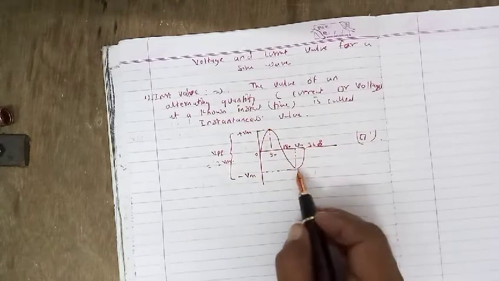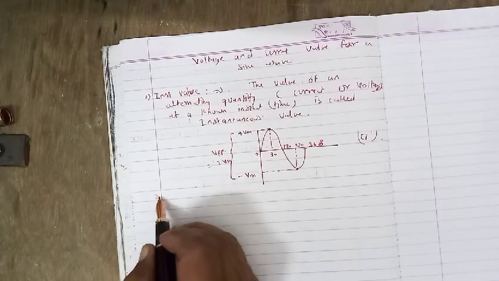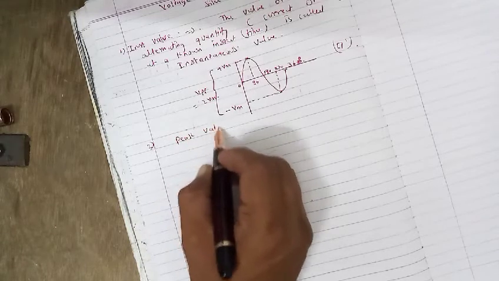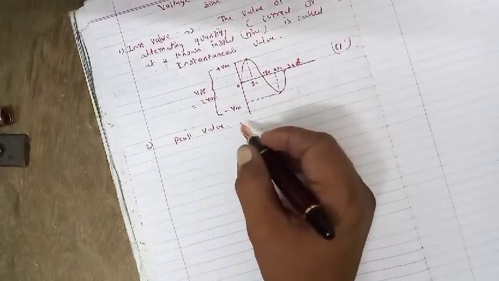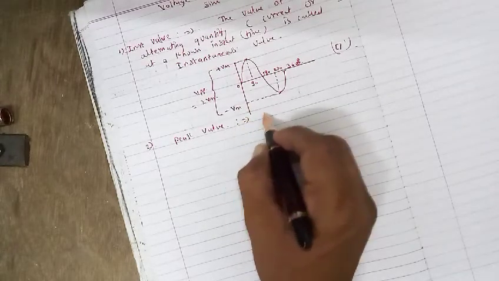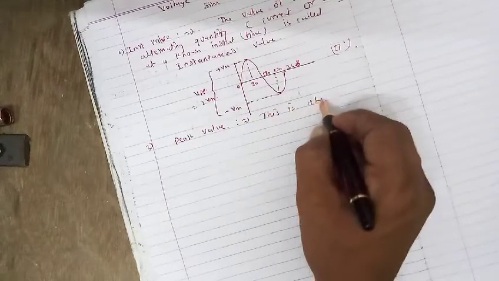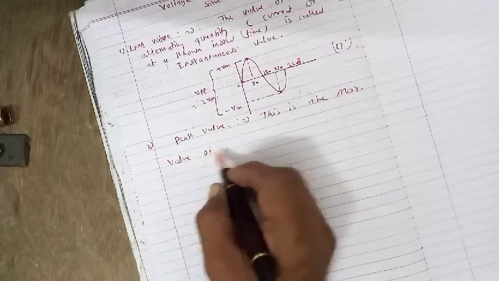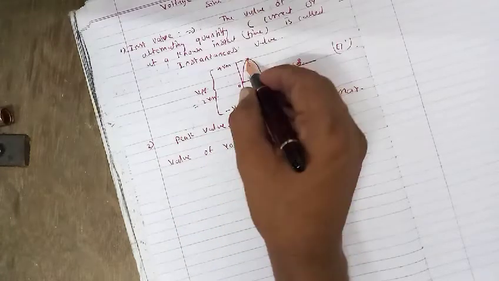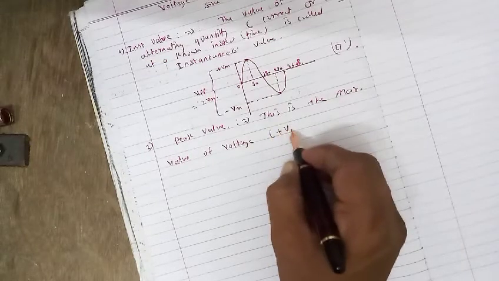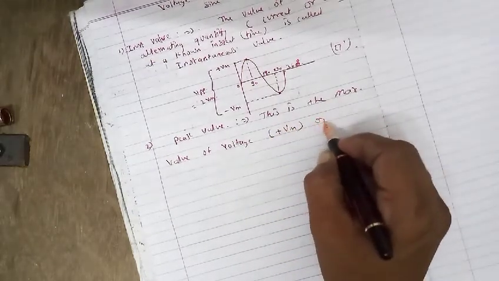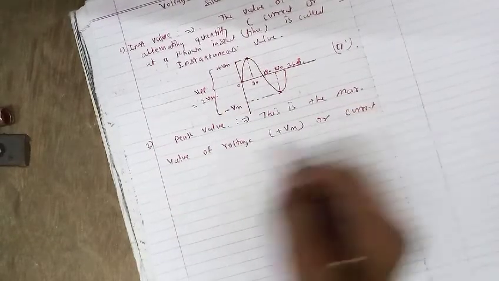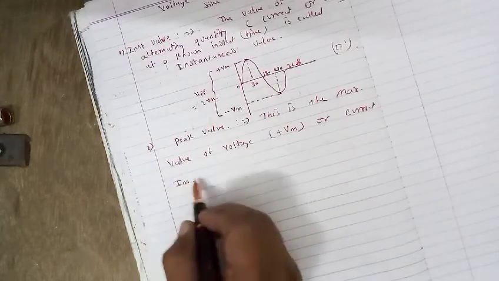For this positive peak and this negative peak, we are getting first the number, and the second you are getting is the peak value. This peak value is the maximum value of voltage. Which voltage? Either this or this, you may consider that as plus Vm. Or a current. If the current has been asked, then you may write down the current. Again, which current? Maximum current.